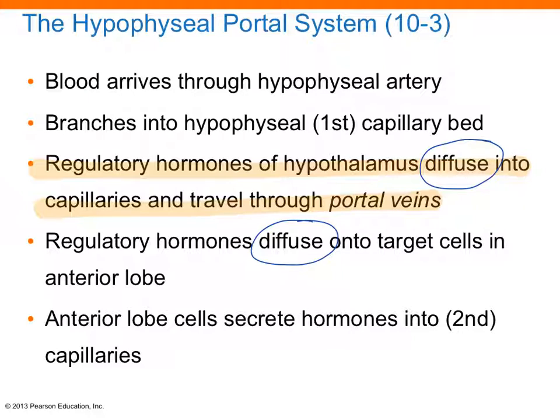The main thing you need to know is that the regulatory hormones of the hypothalamus diffuse into the capillaries and travel through the portal veins. The regulatory hormones diffuse into target cells in the anterior lobe, and the anterior lobe secretes hormones into second capillaries.